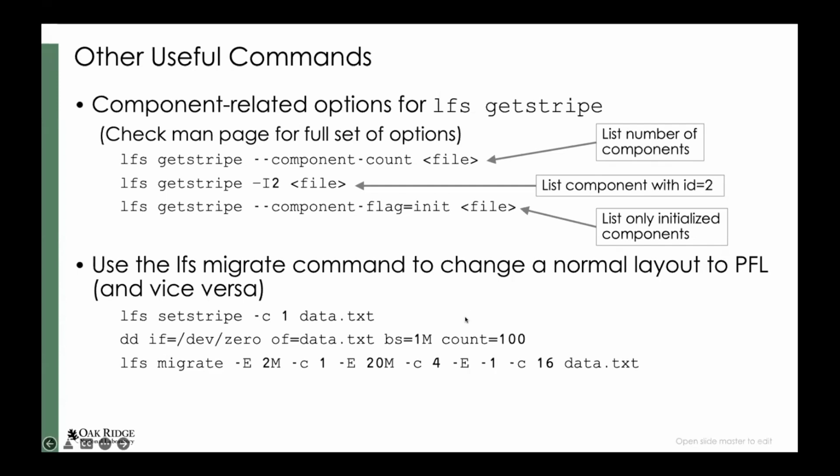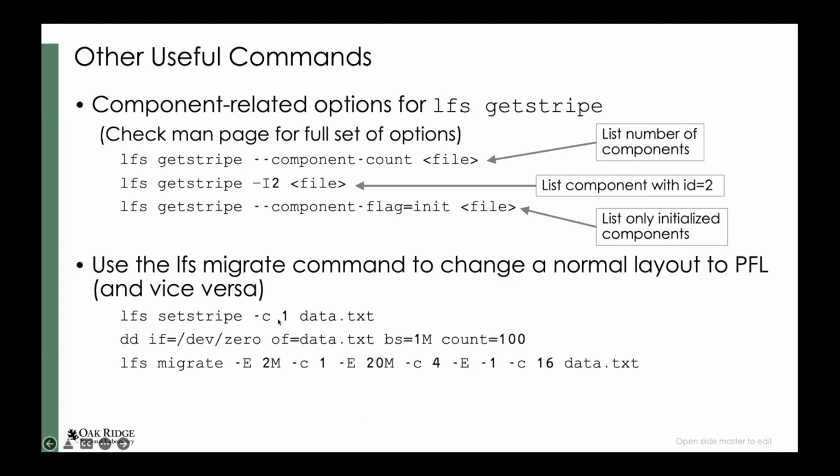As I mentioned before, once a striping pattern is set on a file, you can't change it with another lfs setstripe command, but it can be changed with the lfs migrate command. And this would be particularly useful if you have a file that has a normal layout and you decide you'd be better off with some sort of PFL layout. You can switch between them.